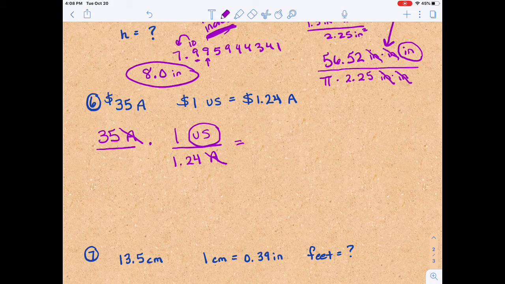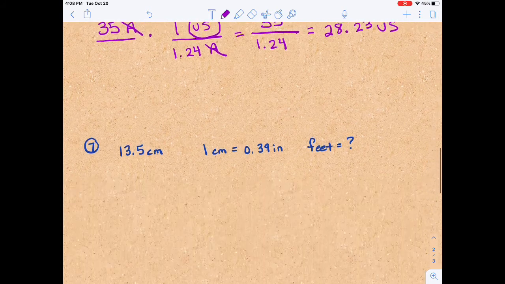So 35 times 1 on the top, and we're going to have that 1.24 on the bottom. Do that math. 35 divided by 1.24 gives me 28.225, so we'll say 28.23 because we're talking about money, and that is US dollars. All right, one more of these.